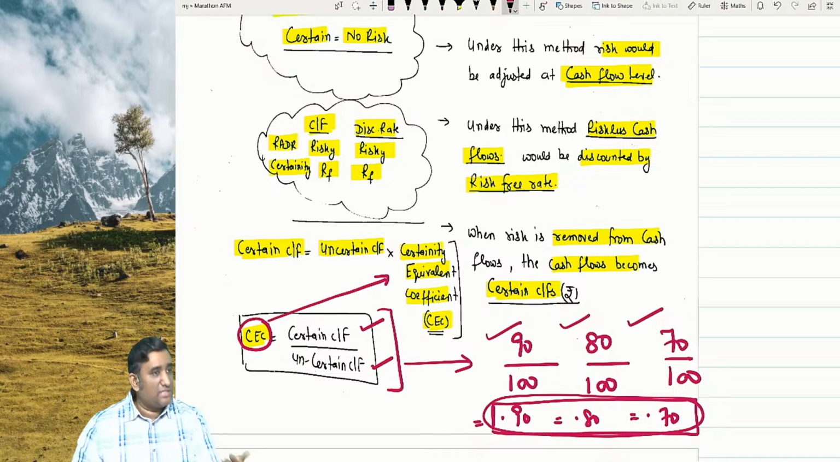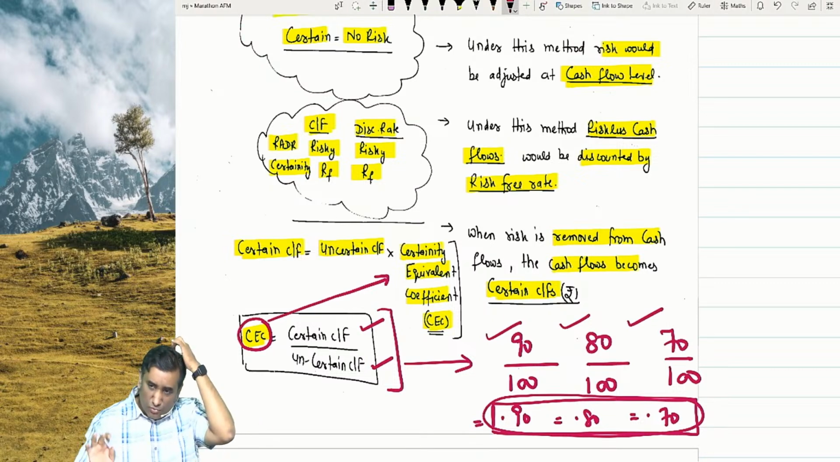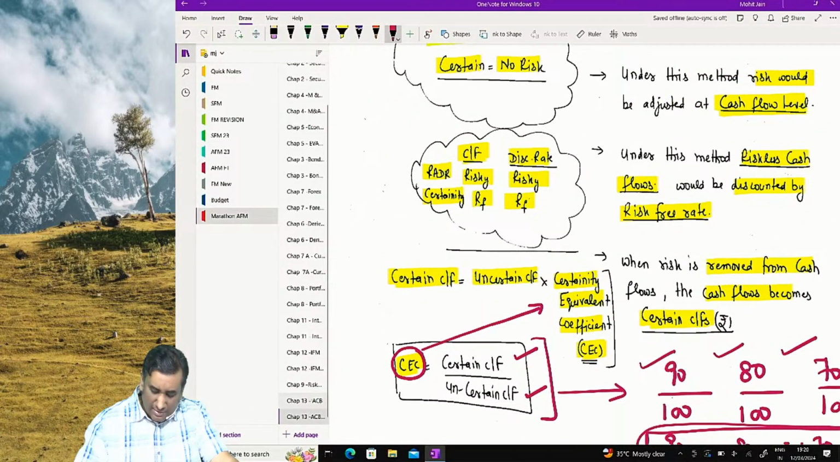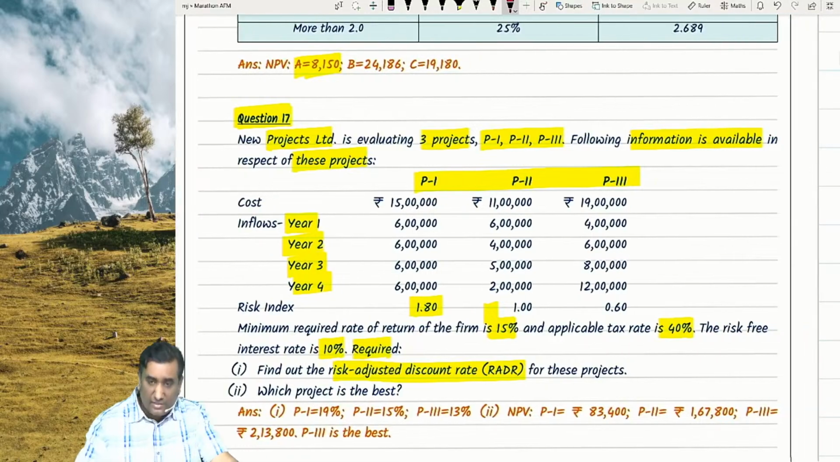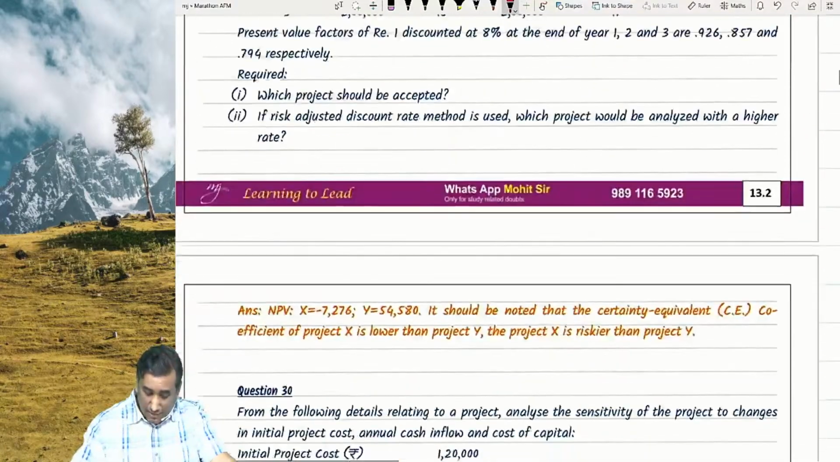So if the certainty is higher, that means the CC factor would be what? Risk. I can put, if I want, higher CC is equal to less risk, or I'll dictate, don't worry, I'll dictate a few points. Let us do the question first. Let's do the question first. In fact, I'll come back. Don't worry, I'll dictate a summary of it, because I have to link the RADR with the CEC.